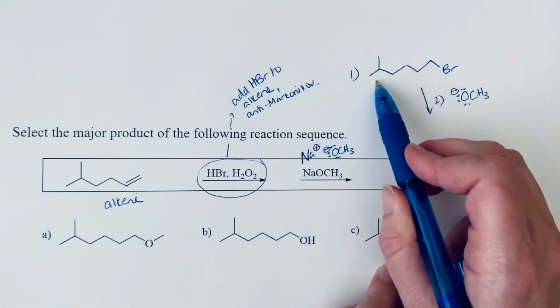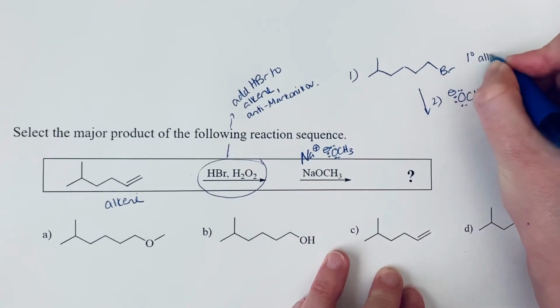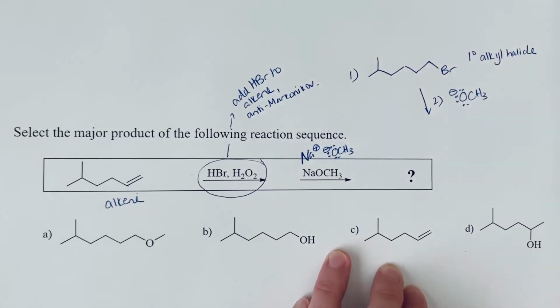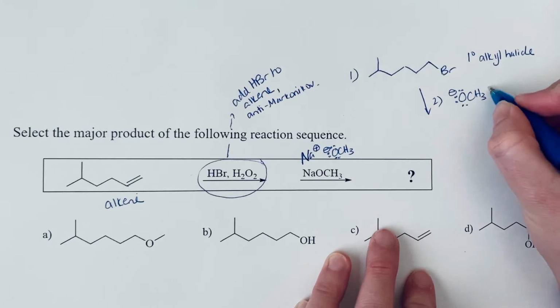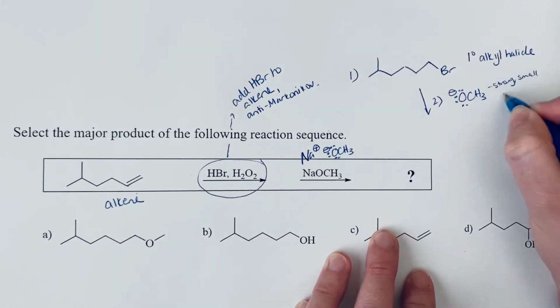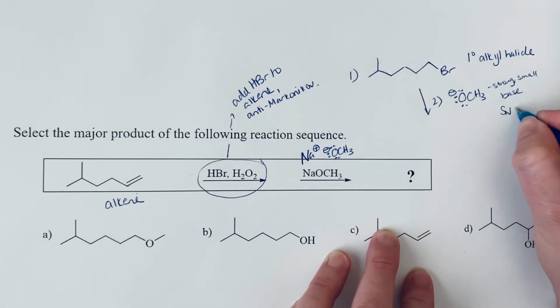So it's important to note that this alkyl halide is a primary alkyl halide. And so that primary alkyl halide with this strong, small base, so this is a strong but small base, this is going to undergo an SN2 reaction.